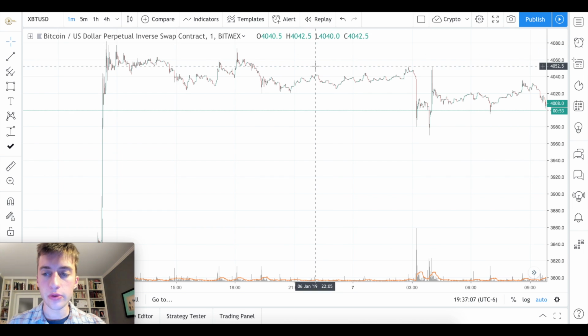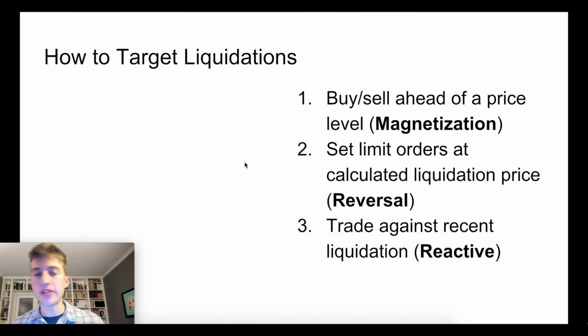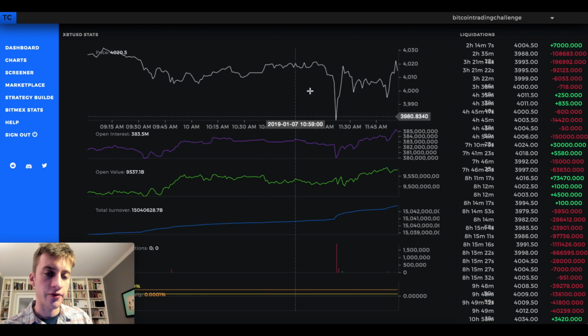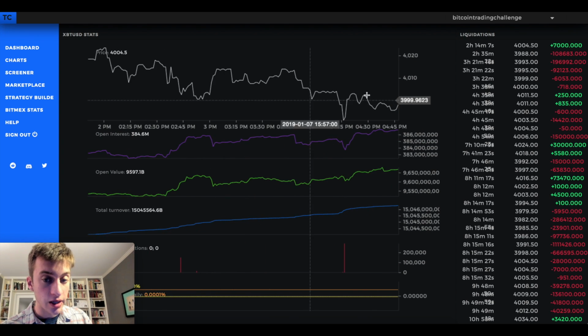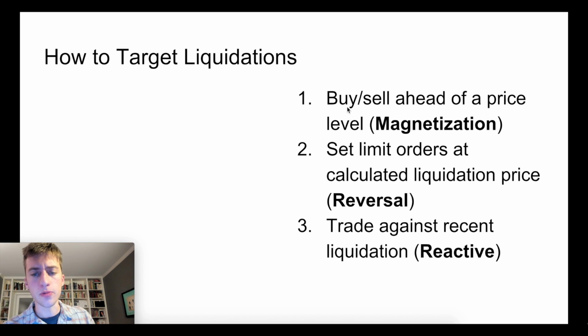All right, so now let's go back to this and go to the final part. How do we take advantage of this? We know how to search for prices that traders are likely to be liquidated at. We know how to gather the information for actually seeing them get liquidated, which is here. But what do we do about it? What we can do, three things.